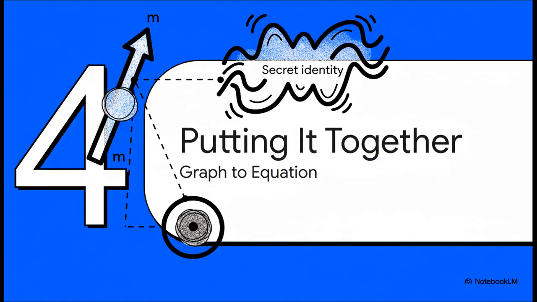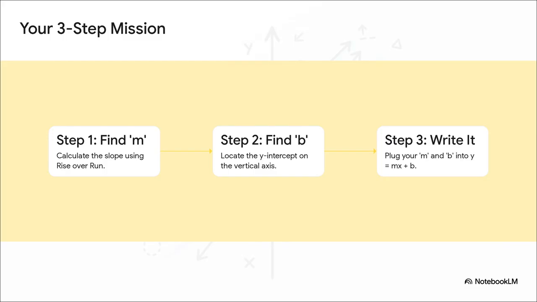So we've cracked both parts of the code. We have our m for the steepness, and we've got our b for the starting point. And now for the really satisfying part, putting it all together to write the line's true identity, its equation. So here it is, your simple 3-step mission for any line you ever come across. Step 1, find the slope m by doing that rise over run calculation. Step 2, find the y-intercept b by just looking to see where the line crosses the y-axis. And step 3, plug those two numbers into our master key, y = mx + b. And just like that, you've translated a picture into a powerful equation.